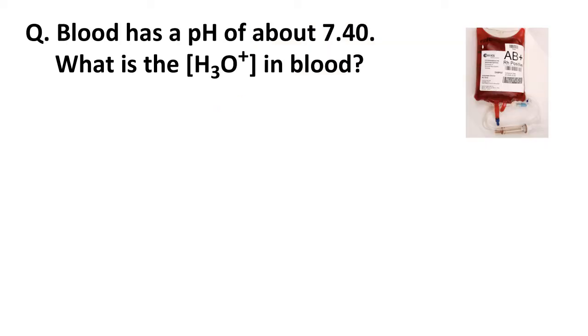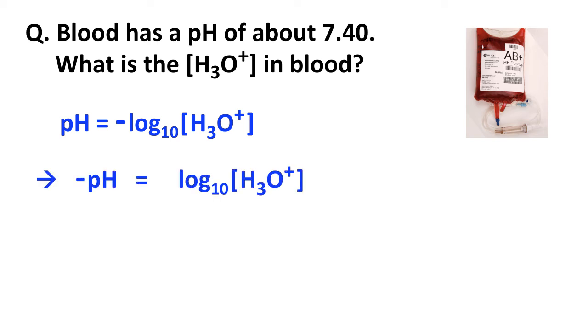Now, what about the other way around? What if we know the pH? Can we figure out the H3O+ concentration? Well, here's an example. Blood has a pH of about 7.40. What's the H3O+ concentration in blood? And the relationship we have is this: pH equals negative log base 10 of H3O+.